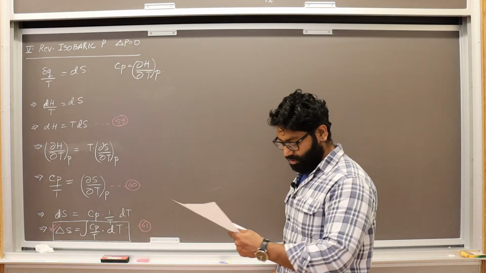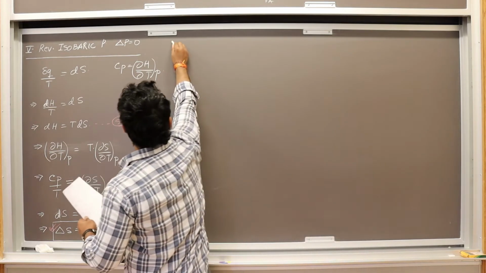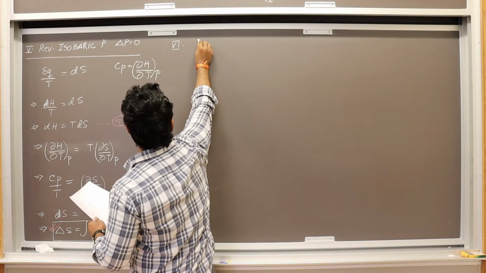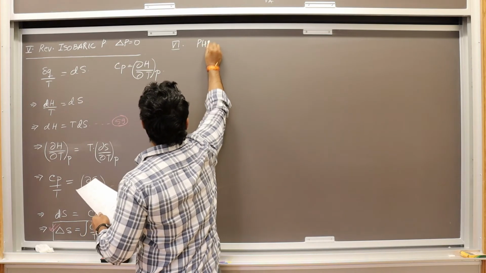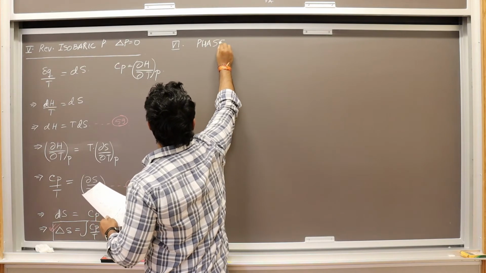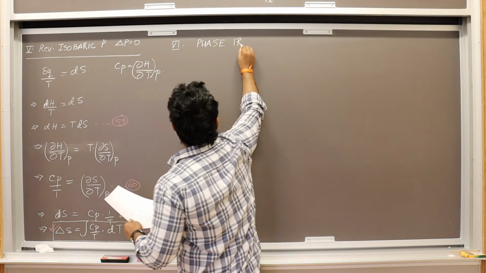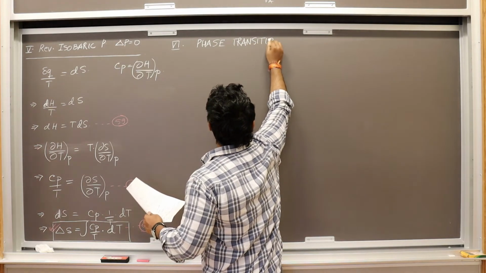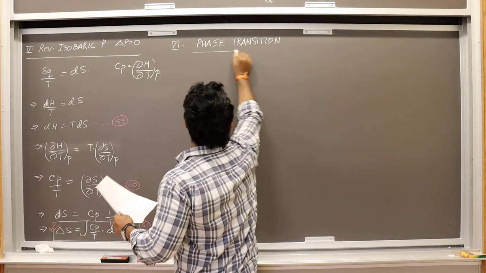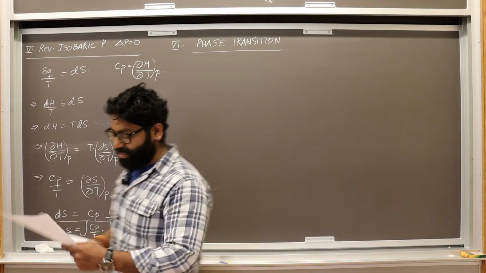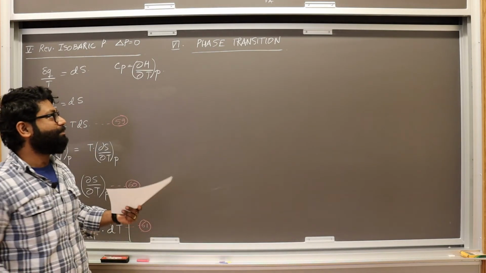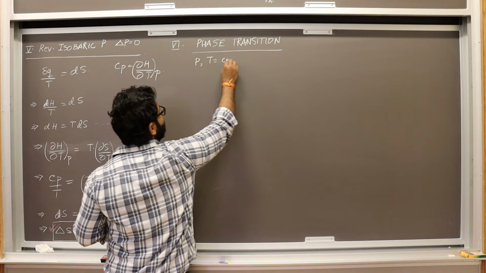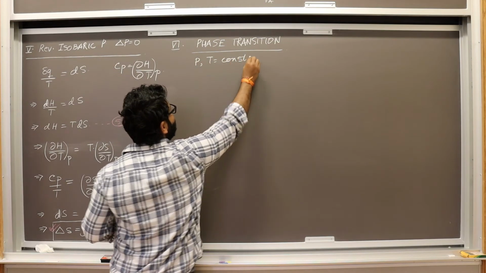All right. So now what we do is we try and see the entropy change during a phase transition. Say there is a phase transition going on, and when you have a phase transition, there is an entropy change associated with that. So phase transitions happen at constant pressure and constant temperature conditions, right?